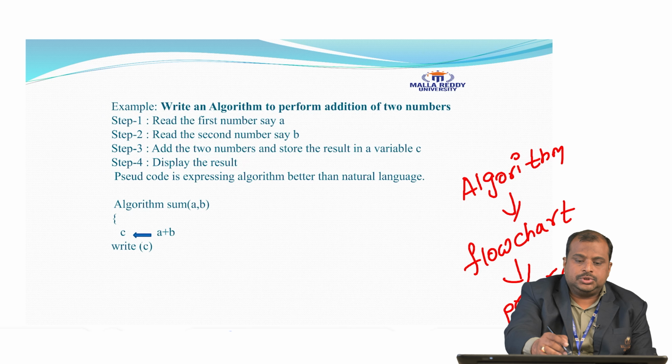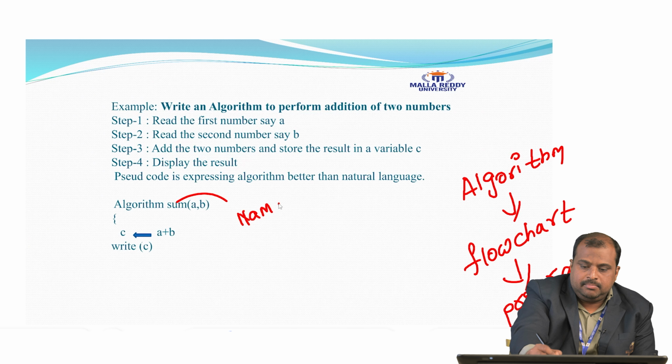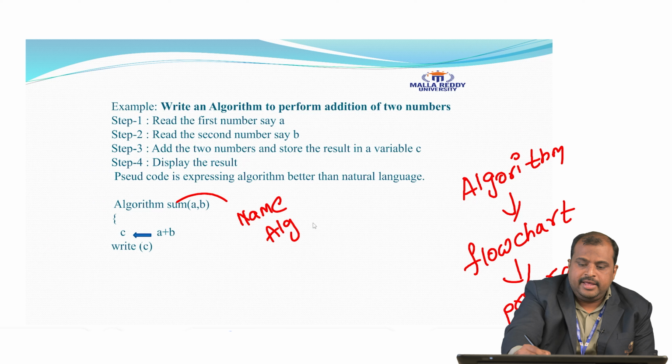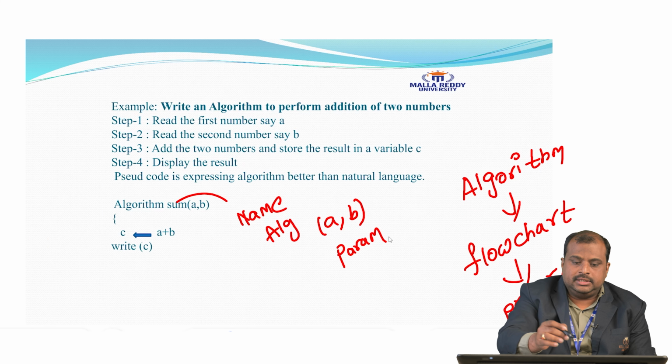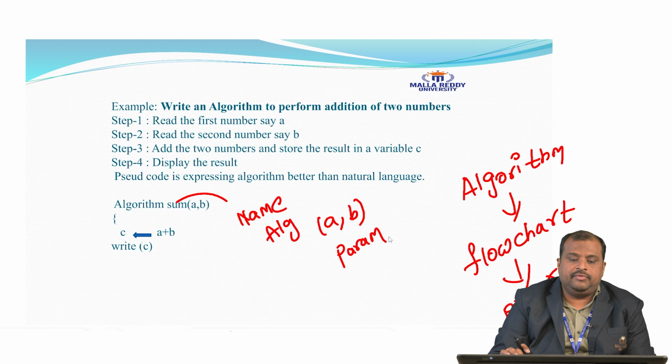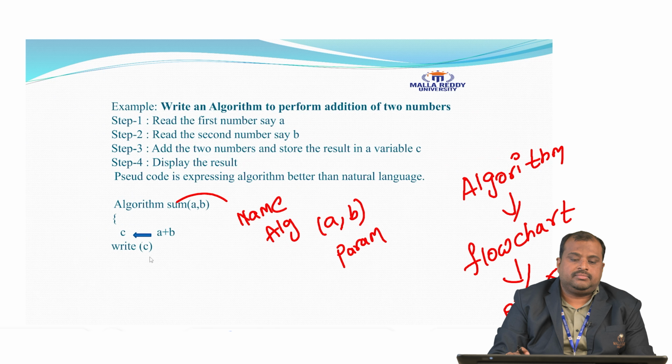Is it clear? This is the algorithm. Here, Algorithm is the keyword, Sum is the name of the algorithm, and A comma B are called parameters. This is the logic I have prepared: C equal to A plus B, that is C gets A plus B. The complete result is stored in the variable C. We display the value C, whatever value C consists of.